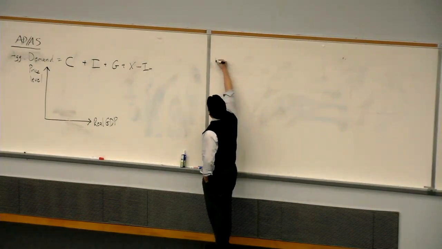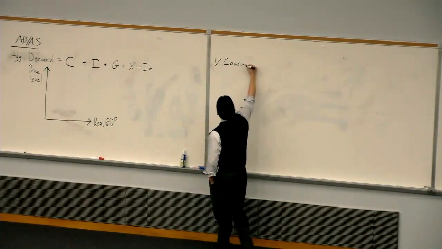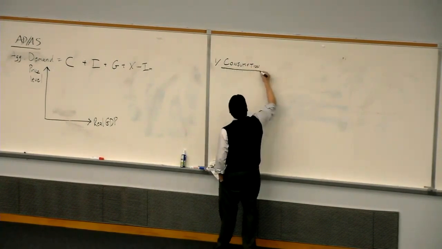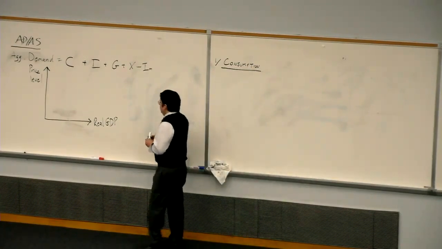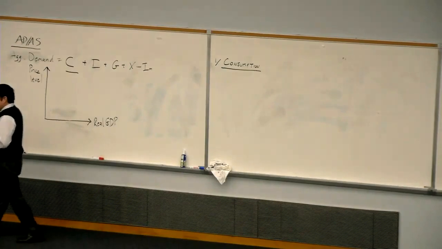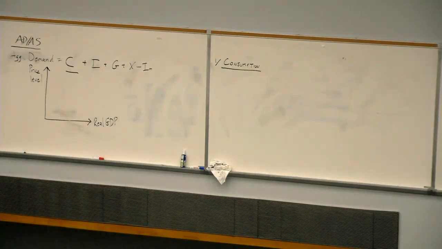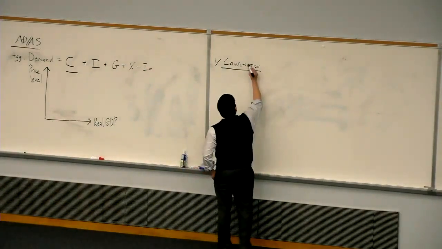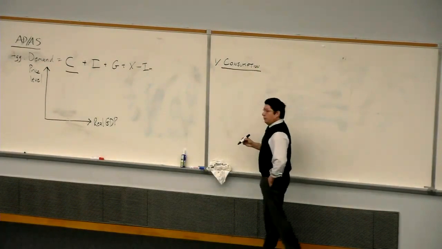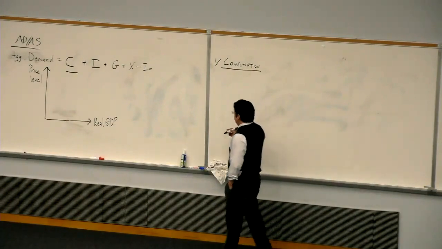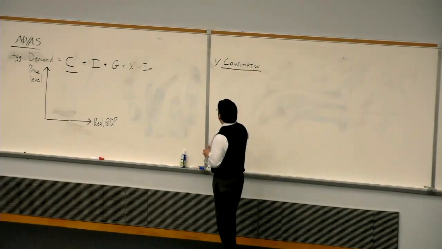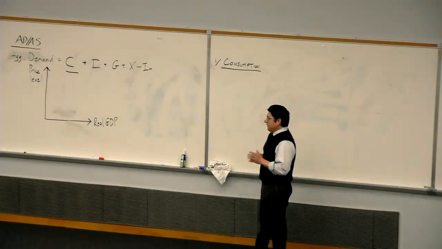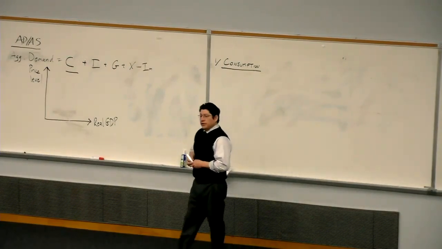So let's start with consumption. Consumption is purchases or expenditures on consumer goods like this. And so we have to think about what are the determinants of consumption. I find it useful to frame this slightly differently and instead to think about what limits my consumption.